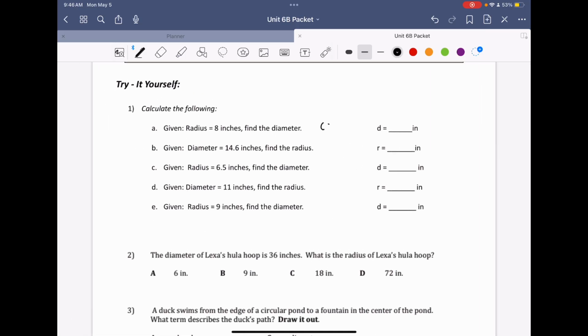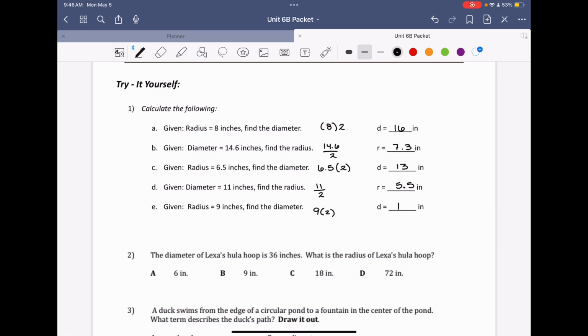Right, you should have 8 times 2, or 16 for the diameter, 14.6 divided by 2, so 7.3 inches for the radius, 6.5 multiplied by 2 to get the diameter of 13. Diameter is 11 divided by 2, my radius should be 5.5. And it's easier here to keep these and write them as decimals if they're a nice decimal. If they're not, then we're going to want to write it as a fraction.